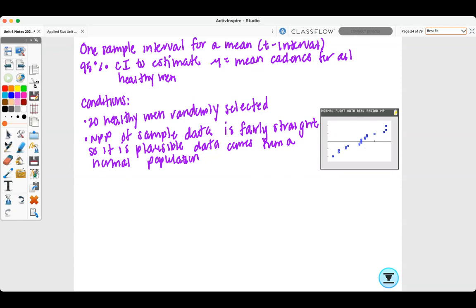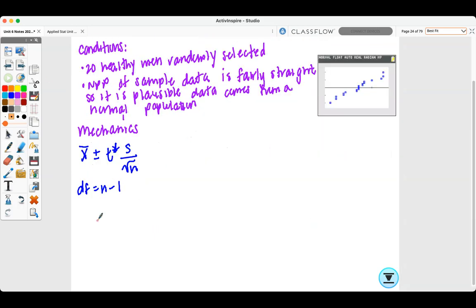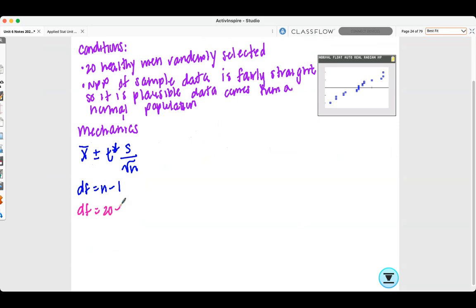Next is the mechanics. So our formula is x bar plus or minus t star times our sample standard deviation over the square root of n. Also, we need to state our degrees of freedom. Our degrees of freedom equals n minus 1. So we're going to state all of this information. First, let's start with our degrees of freedom. Degrees of freedom are 20 minus 1, which equals 19. So we'll need that to get our t star.